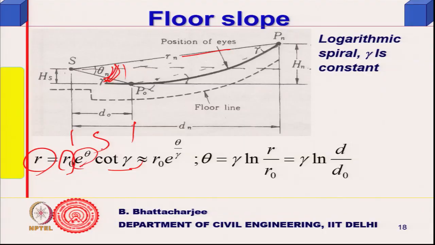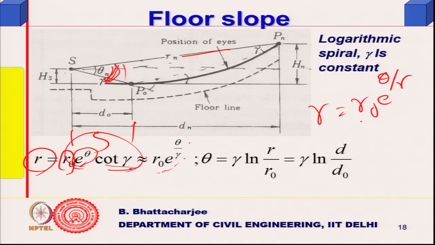So it is given as R0 e to the power theta cot gamma. This maintains a constant gamma angle, and it can be approximated to R0 e to the power theta by gamma. Taking ln on both sides, theta by gamma is equal to ln r by R0, because r equals R0 e to the power theta by gamma. That is actually an approximate equation of the logarithmic spiral.